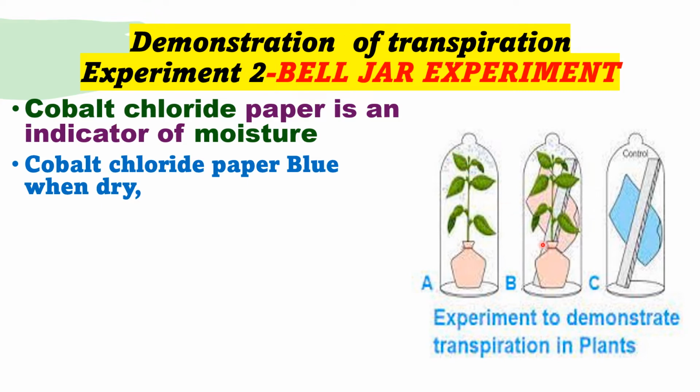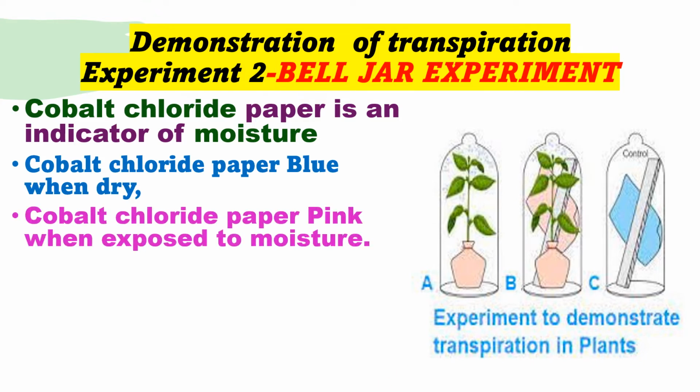Then in setup B, you can see the water droplets, or condensation of water vapor. You can see that this dry cobalt chloride paper turns pink. You know that, from the last slide we already discussed, cobalt chloride paper turns pink when exposed to moisture. Then this blue cobalt chloride paper turns into pink in setup B.